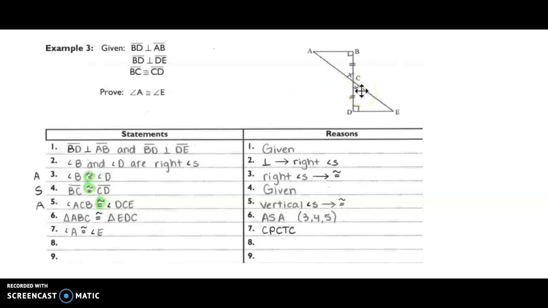Don't forget to use 3 letters instead of just saying angle C. And by angle side angle, these two triangles are congruent. And because these two triangles are congruent, now you can say and prove that angle A is congruent to angle E by CPCTC.